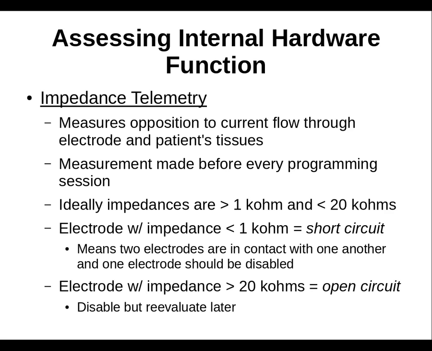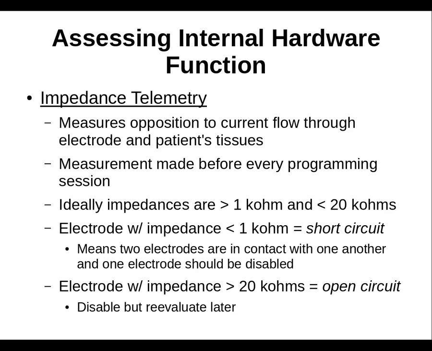So the ideal impedances for cochlear implants are going to be greater than 1 kiloohm but less than 20 kiloohms for those electrodes, and you're going to make these impedance measurements for each electrode, and this is going to be done within the cochlear implant programming software. This should be very straightforward, I believe, in the software. So for those electrodes that have a very, very low impedance, less than 1 kiloohm, one possibility is that two adjacent electrodes are in contact with one another, so they short it out, so it's a short circuit. And so in that case, probably one of those electrodes needs to be disabled.